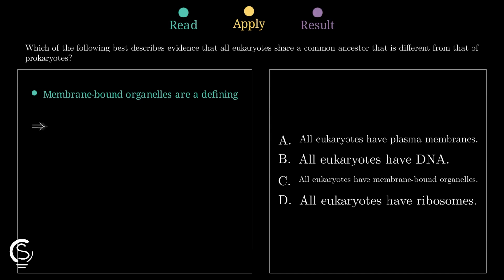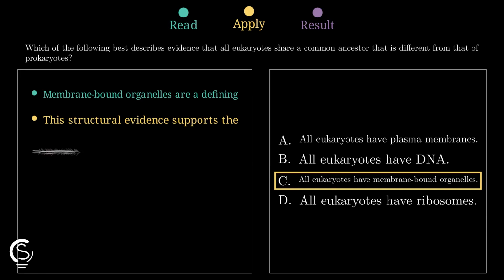In contrast, plasma membranes, DNA, and ribosomes appear in both prokaryotes and eukaryotes, so those choices cannot distinguish the two groups. That locks option C.